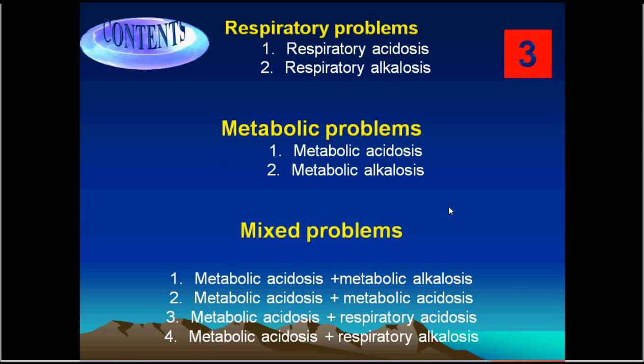Bismillahirrahmanirrahim. This is the last chapter in the ABG interpretation. We are going to talk about the respiratory problem, whether respiratory acidosis or respiratory alkalosis, whether primary or secondary, and then metabolic problems, metabolic acidosis with its different types, metabolic alkalosis, either also primary or secondary. And after that, we are going to study some of these problems separately.